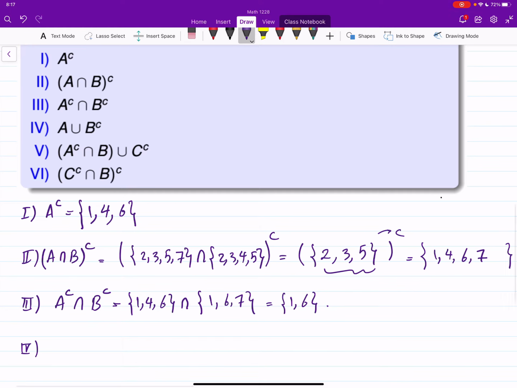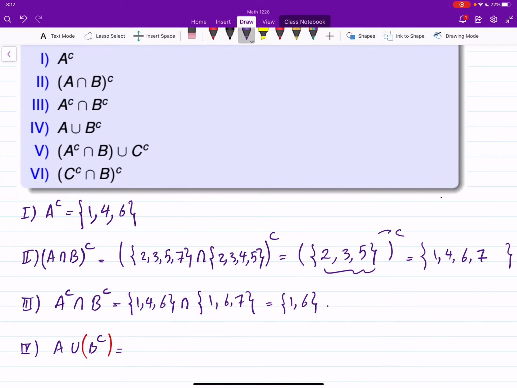this one? A union B complement. So here, you should not confuse this thing with this, because there is no bracket. It actually means that you first find the complement of B and then find its union with A.